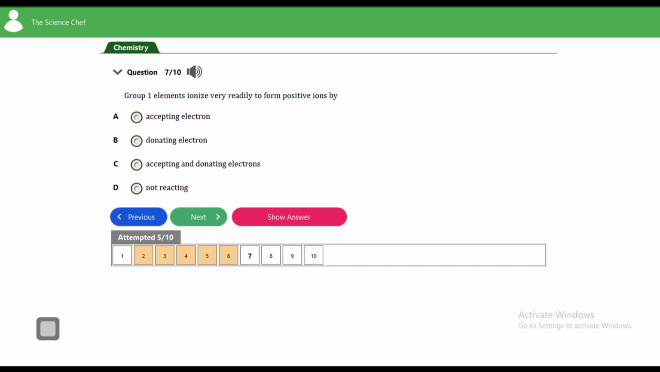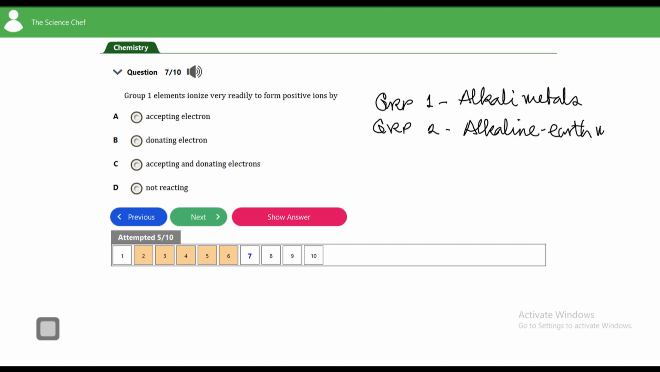Question 7. Group 1 elements ionize very readily to form positive ions by. Now, this is more of group chemistry. What's the name given to group 1 elements? Group 1 elements are called what? Alkali metals. Why are they called alkali metals? Because they dissolve in water to form alkaline solutions and liberate what? Hydrogen in the process. While group 2 are what? Alkaline earth metals. Group 1 and 2 elements are all what? Metals.